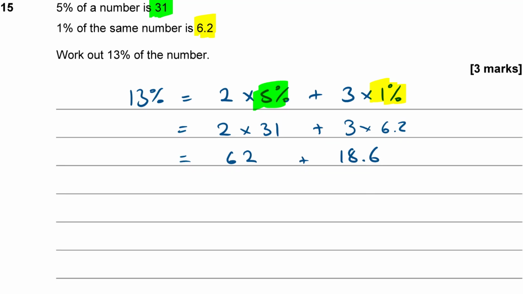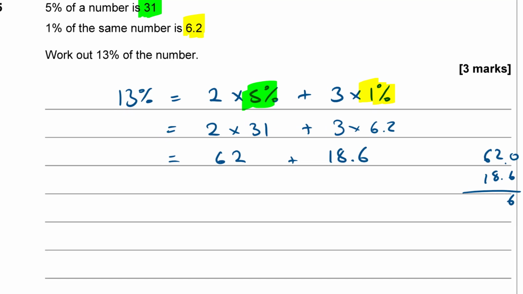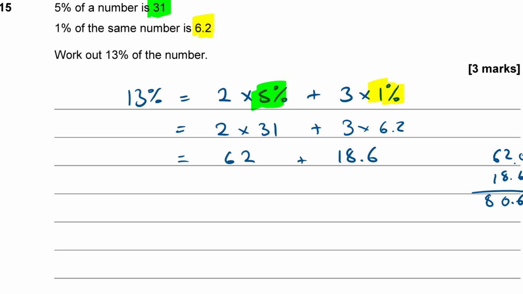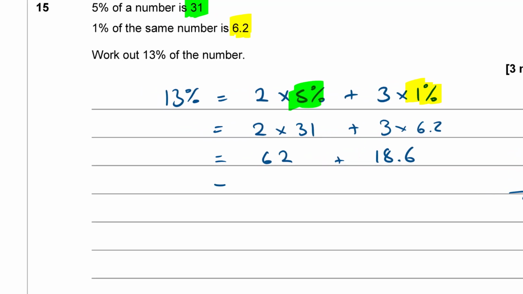Now if it's helpful to do that as a column addition, 18.6. So 0 and 6 is 6. 2 and 8 make 10, carry 1, and that's going to give me 8, isn't it? 80.6. So the answer is 80.6, and that is my 13% of the number then, 80.6.